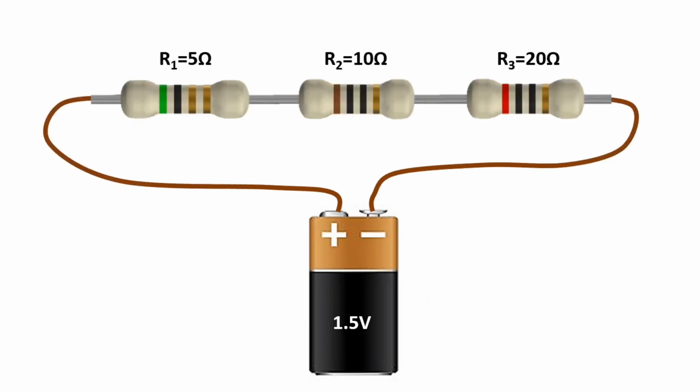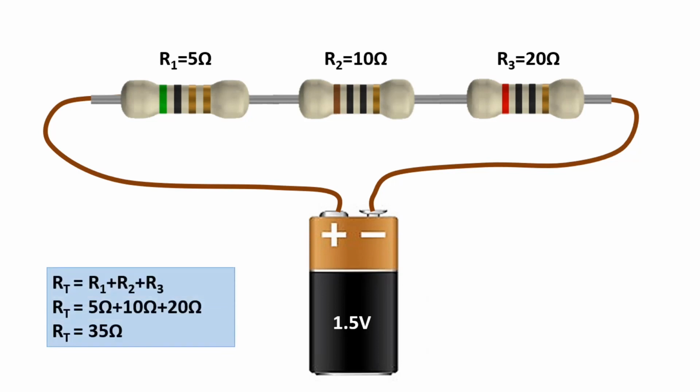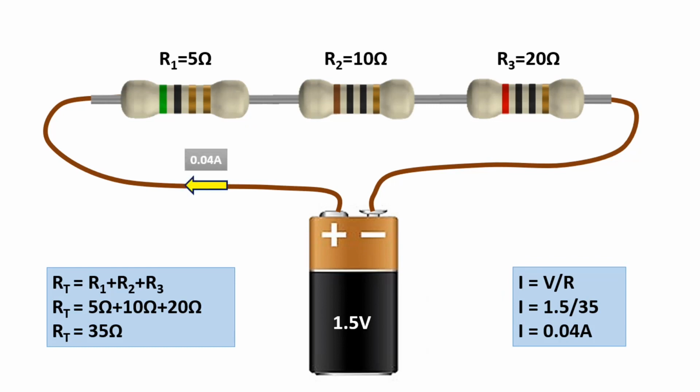For this circuit, where 3 resistors are connected in series, the current will be approximately 0.04 amps from the result of 1.5 volts divided by 35 ohms. We were able to find the current value when we divided the voltage value of the power supply by the total resistance value.